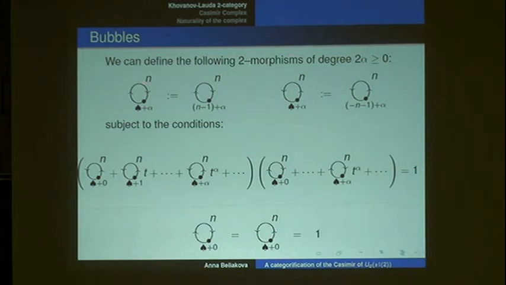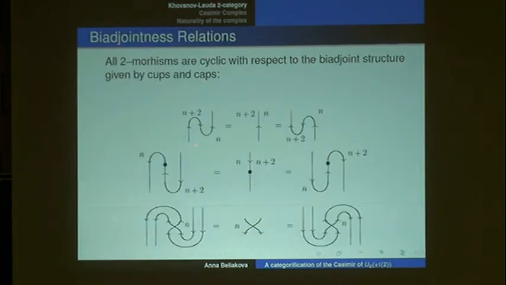What is the difference between two morphisms and one morphism? So one morphism here is just what is sitting on the boundary. This is a two morphism from 1N to 1N. So for instance, in this picture here.